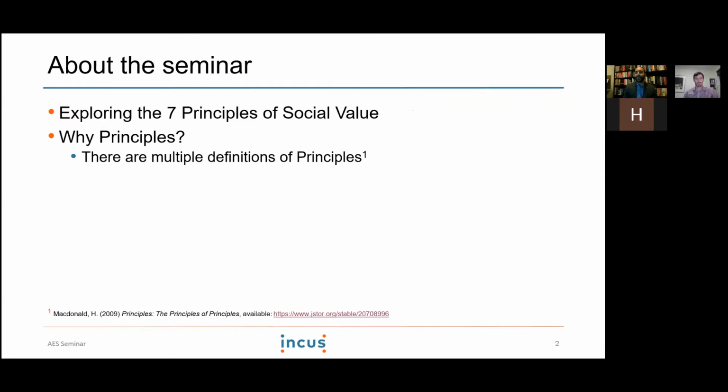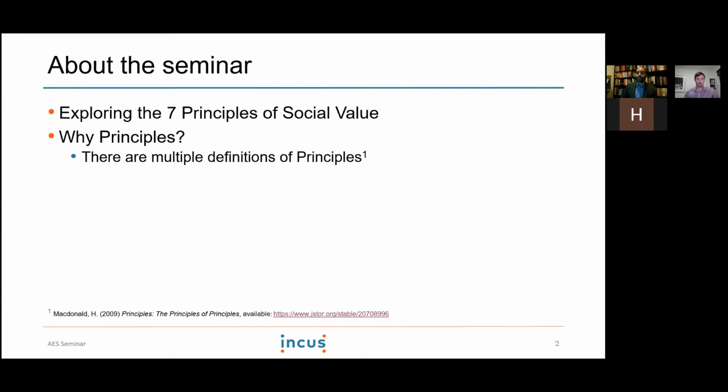So why do we have principles, or why should we use principles? There's a lot of different definitions of principles. It means different things in science, administration, ethics, metaphysics. People use the term principles, and there's a lot of different definitions. I've put a reference there for one set of definitions, not because I think it's particularly useful. I just wanted to highlight the title of that journal paper, and kudos to the author for the title.